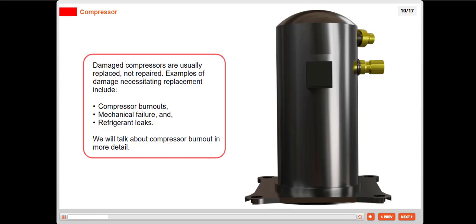Damaged compressors are usually replaced, not repaired. Examples of damage necessitating replacement include compressor burnouts, mechanical failure, and refrigerant leaks. We will talk about compressor burnout in more detail.